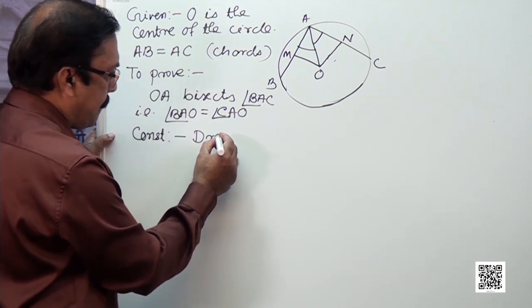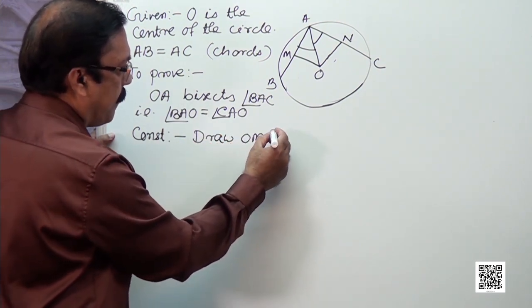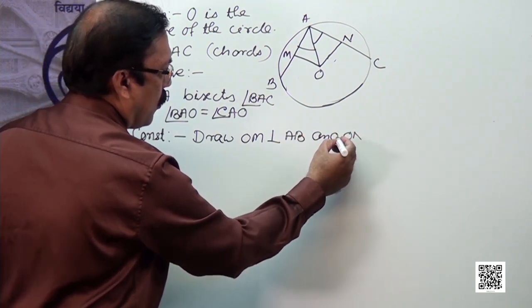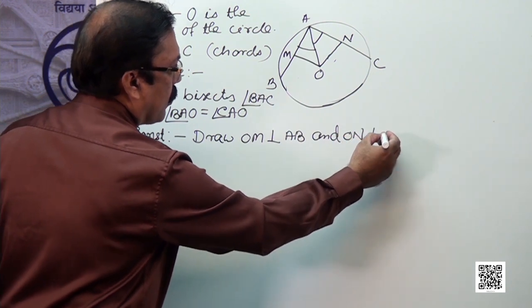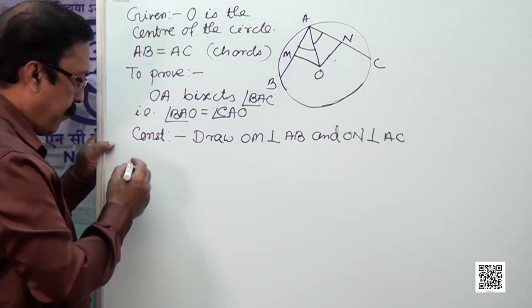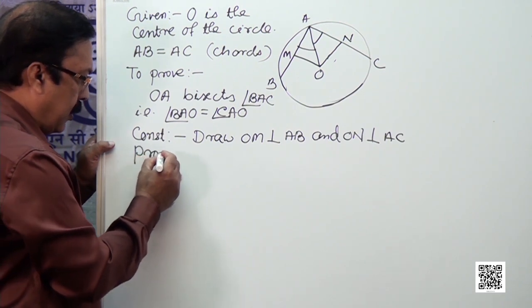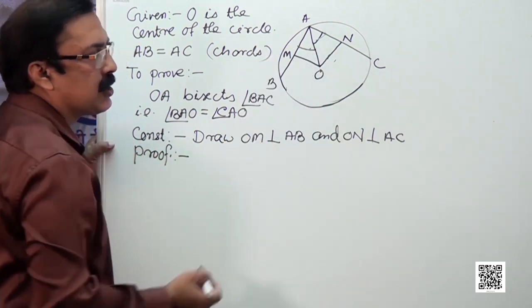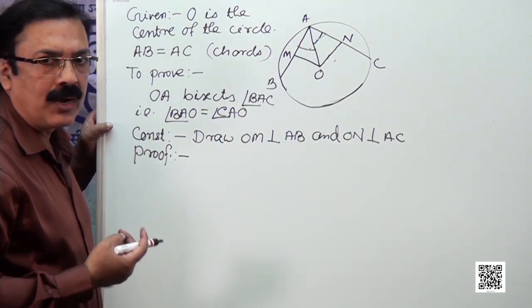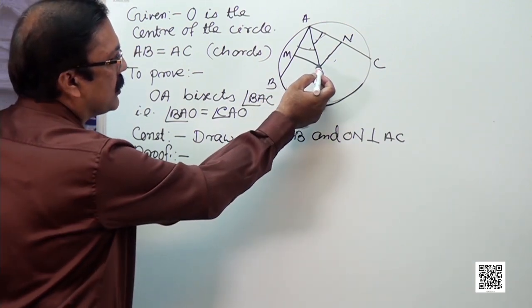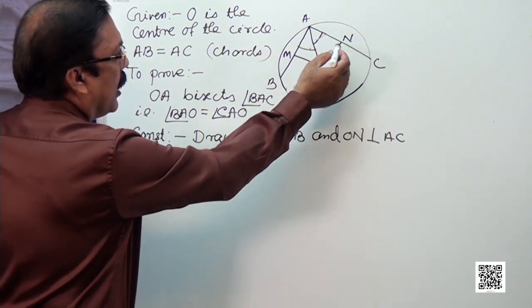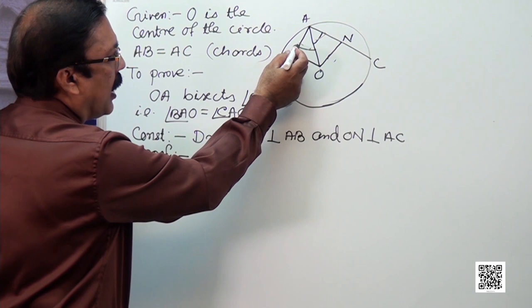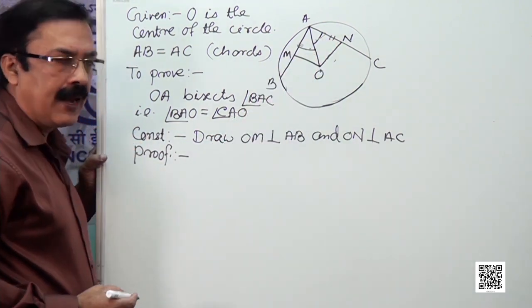So we can say that the construction is like this. Draw OM perpendicular to AB and ON perpendicular to AC. Now let's see the proof. Now here you see, to prove these two angles to be equal, we need two congruent triangles, and here the congruent triangles are AMO and ANO. Before going to prove the congruency, let's show that AM is equal to AN.